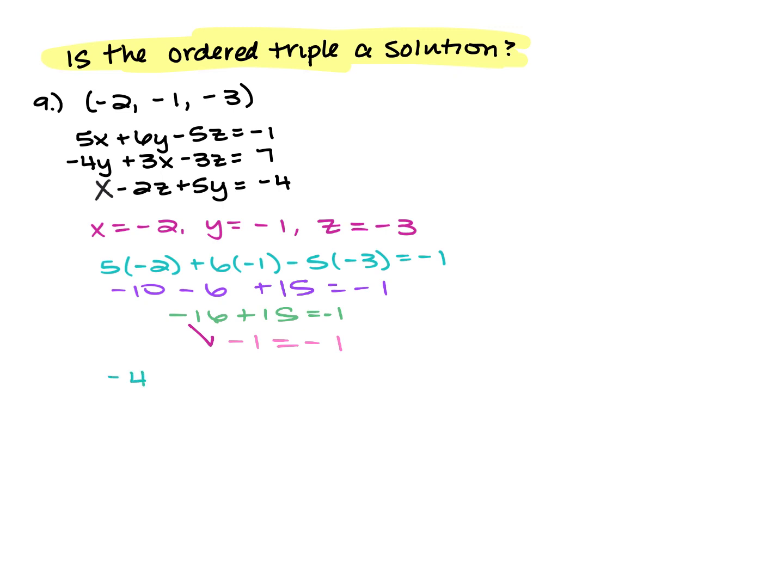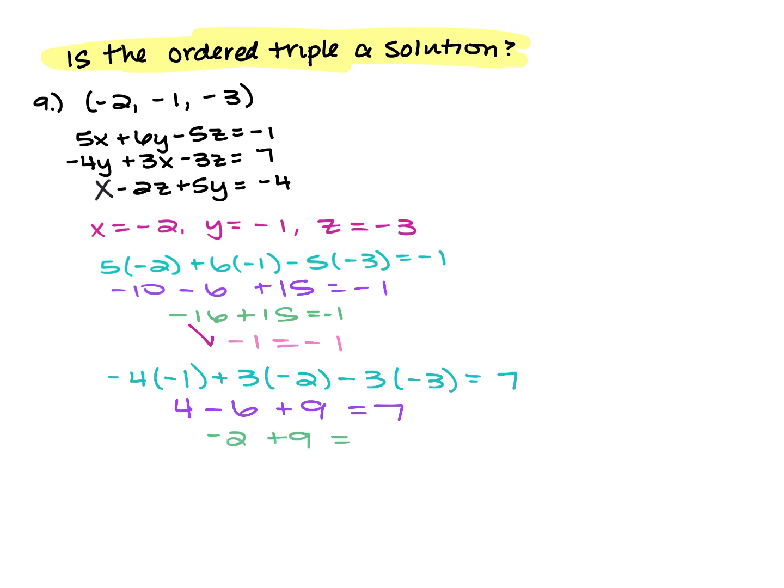Take your x, y, and z, plug them into the middle equation. You have negative 4y, so negative 4 times negative 1, plus 3 times x, which is negative 2, minus 3 times z, which is negative 3, is equal to 7. The negative 4 times negative 1 is a positive 4. Positive 3 times negative 2 is a negative 6. Negative 3 times negative 3 is a positive 9. So this is going to give us 4 minus 6, which is negative 2, plus 9 is equal to 7. That 7 is equal to 7. Again, true statement.